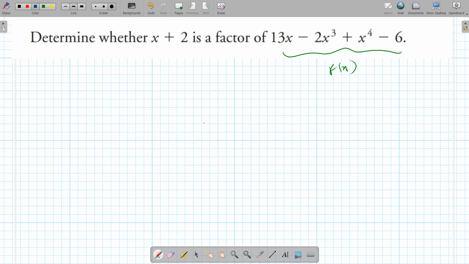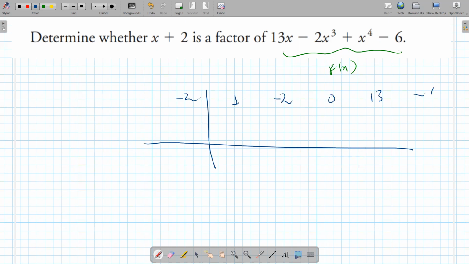So what will be the k value? The -2. Yeah, -2, and again, biggest to smallest power: 1, -2, 0, 13, -6. 0 for the missing x squared, right? Again, look at how this works. This comes down as it is. And then what do we do? If you remember, you multiply it by the -2, and then you add it to put it under the next term.